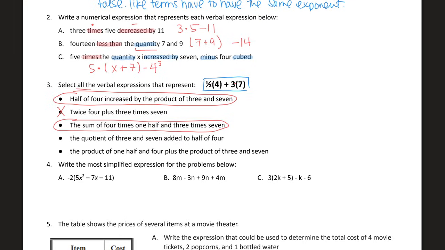All right, the next one says the quotient of 3 and 7. So quotient, remember, means division. Here's 3 and 7. Well, we're not dividing 3 and 7. We're multiplying it. So that means this one is not going to work.